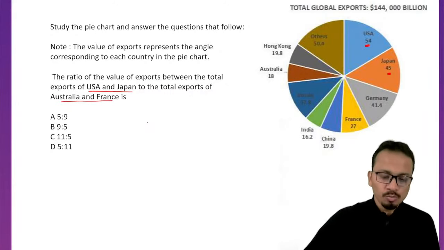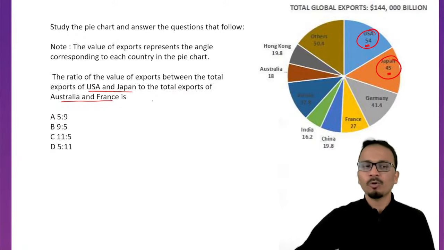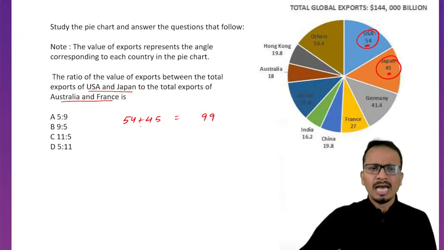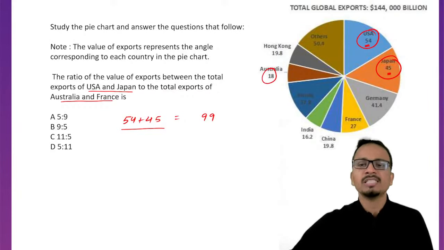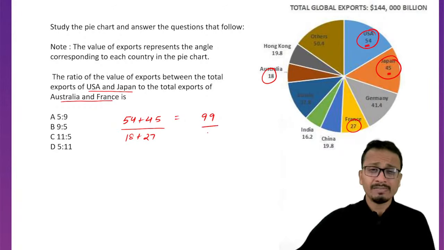So in the numerator, we'll put USA and Japan, which is 54 plus 45, and that will be 99. Okay, this is for USA and Japan. And in the denominator, I'll put Australia and France. So Australia is 18 and France is 27. So 18 plus 27, how much is it?